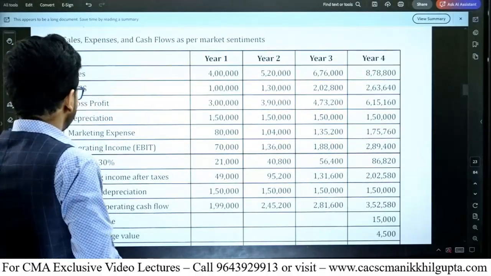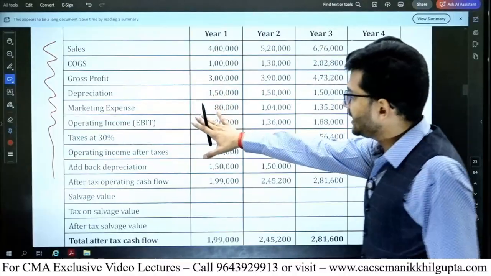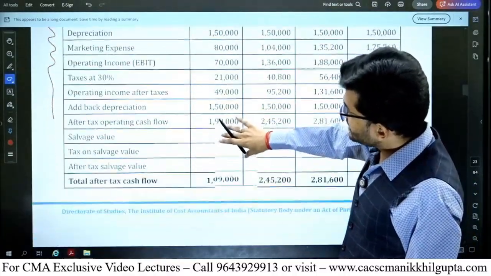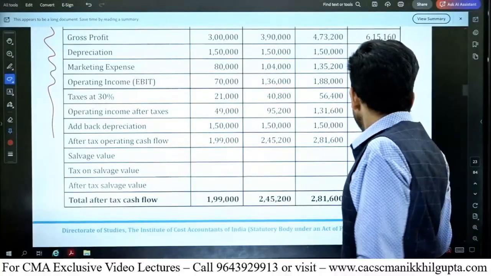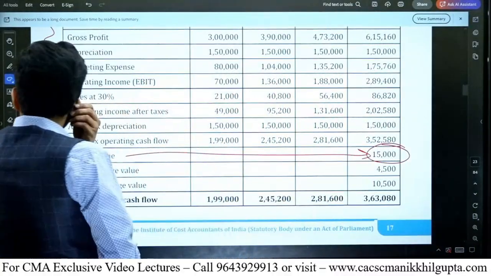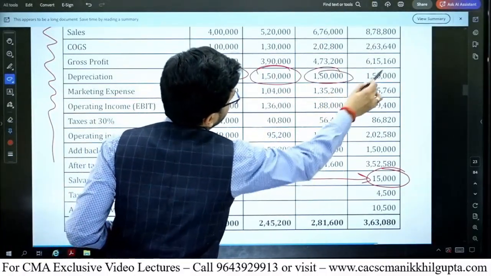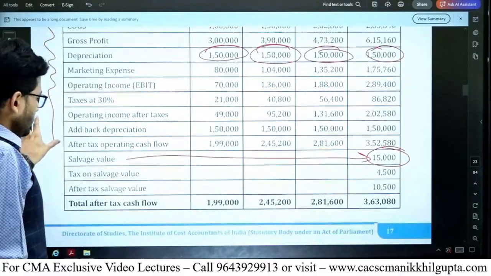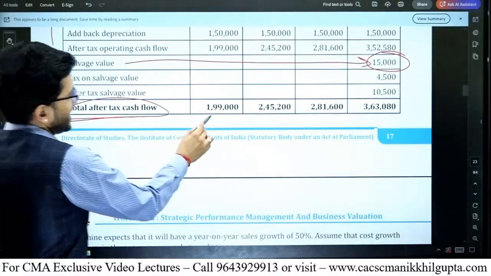Sales, expenses and cash flows are given to you. So these are the sales, cost of goods sold, gross profit, depreciation, marketing, operating income, taxes, operating income after tax. We add back depreciation, add back operating income after tax, operating cash flow is there. Then we have the salvage value of the machinery. Okay, this is the salvage value of the machinery. And note one thing, the depreciation is 1,50,000 and not 1,40,000.